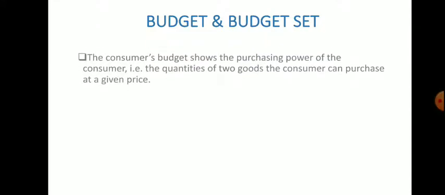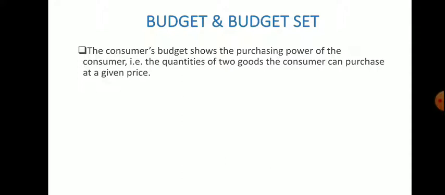Now, for a consumer, budget is what? Budget is simply the purchasing power of that consumer or that person. The person is having 10 rupees. So, the person's budget or purchasing power is 10 rupees, meaning he or she can buy any product or two products from that 10 rupees.